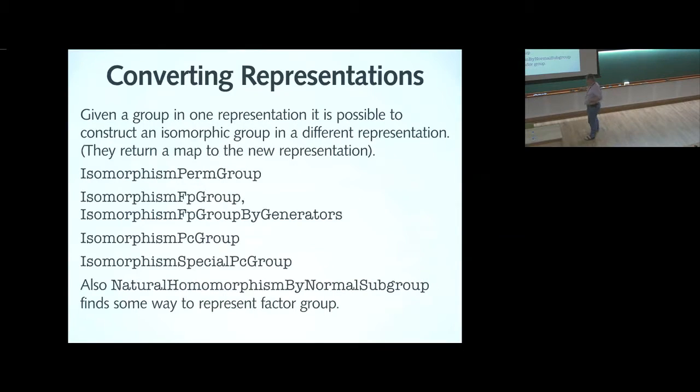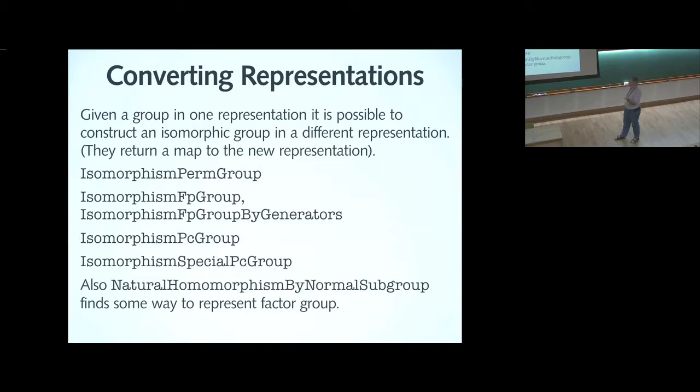You get a homomorphism which has that normal subgroup as a kernel, and the image is the factor group, and it tries to represent this factor group in a suitable way such that arithmetic in this factor group is reasonably fast. So the image might be just some permutation group which happens to be isomorphic. The factor group is not represented formally by cosets.